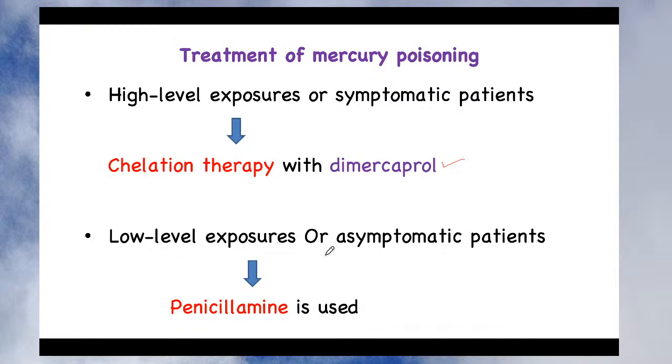Okay, so there are basically two drugs you are giving, either dimercaprol or penicillamine. Dimercaprol is to be preferred when the patient is exposed to a high level of mercury and shows symptoms, right? And you can use penicillamine when the patient has low level exposure to mercury or the patient is asymptomatic in nature. In such a case you can use penicillamine.